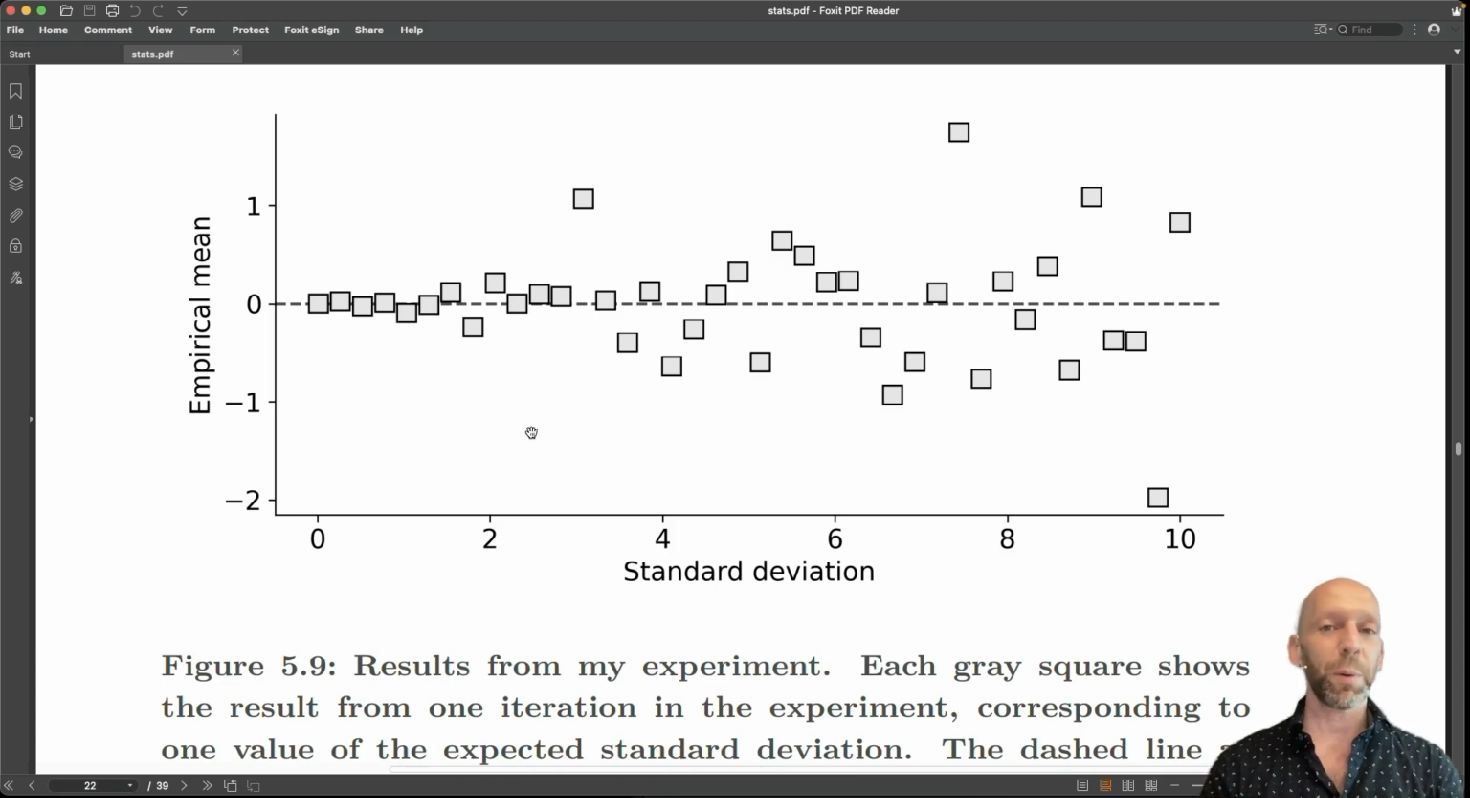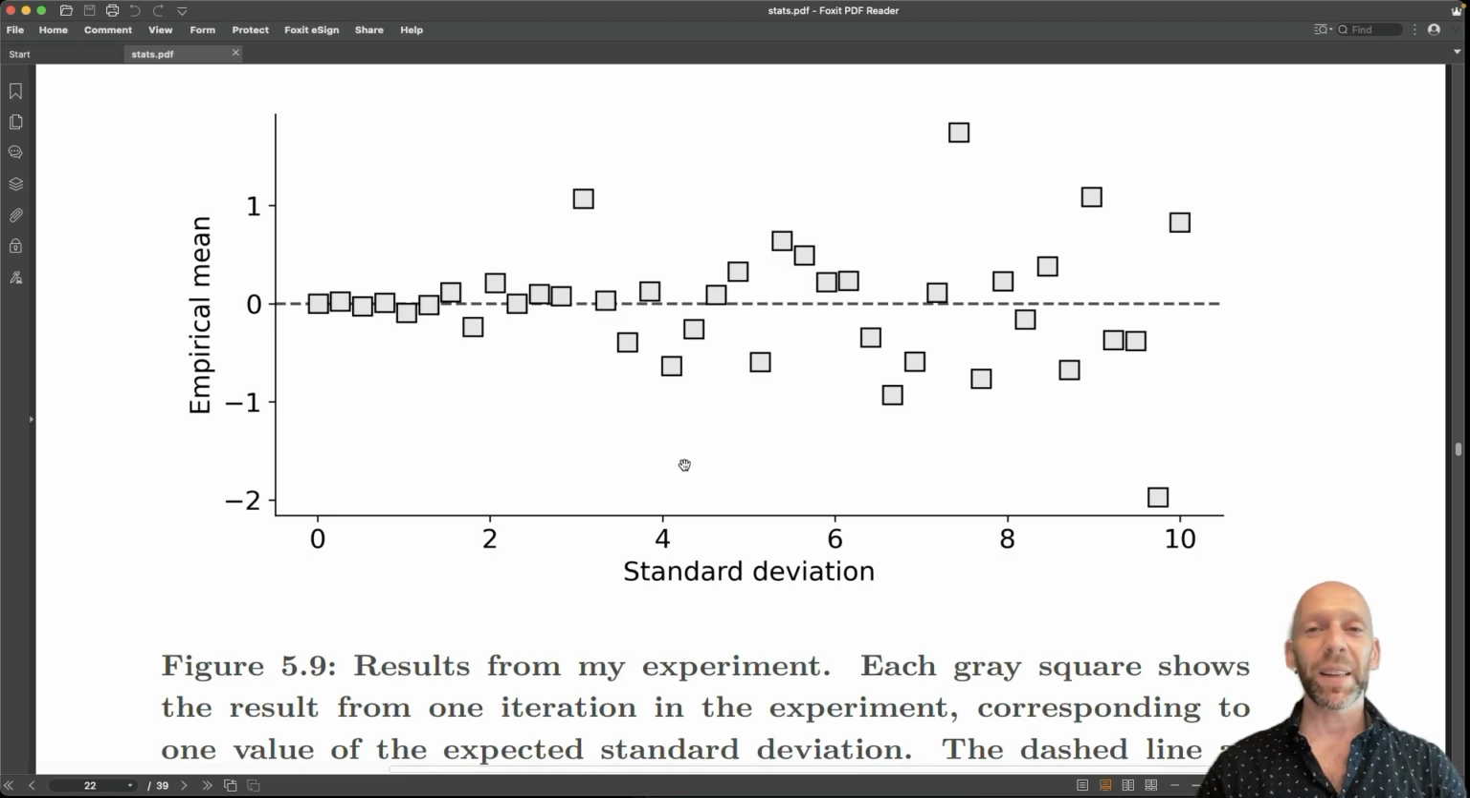Okay, so just as a quick reminder, in this experiment, we were exploring whether the mean, the average of a sample, is related to the standard deviation of that sample. Now, in principle, the mean and the standard deviation of a normal distribution have nothing whatsoever to do with each other. You can have the mean for any standard deviation. The mean is going to be the same.